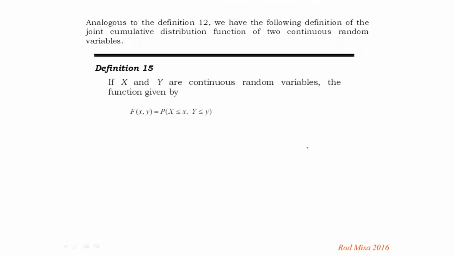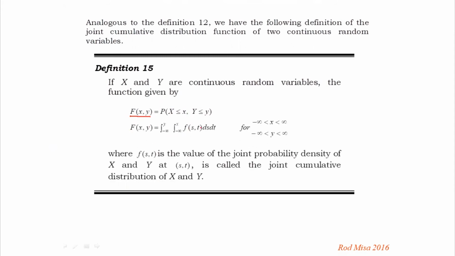If your random variables x and y are continuous random variables, the function given by the big F of x and y, which is the probability value when your random variable x is less than the small x and your random variable y is less than y, can be obtained by the double integral of our joint probability density function of f with respect to s and then with respect to t, where your s ranges from negative infinity to x, and then with respect to t ranging from negative infinity to y, where f of s,t is the value of the joint probability density function of the two random variables x and y at s,t, is called the joint cumulative distribution of the random variables x and y.